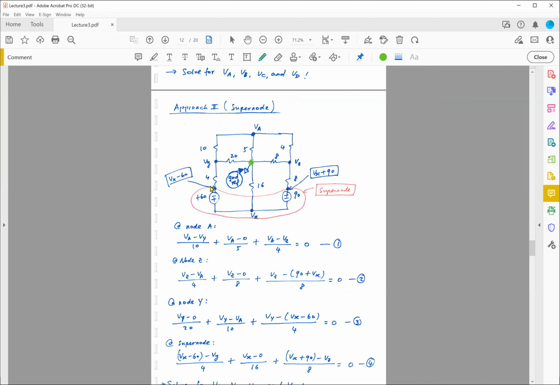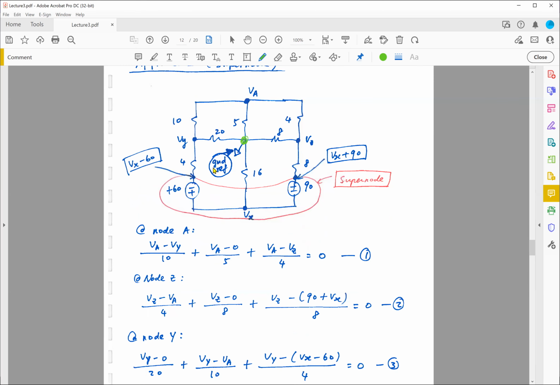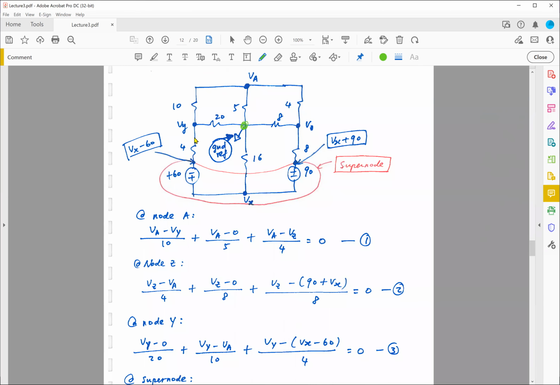And now Vy over here. Vy minus Va divided by 10, Vy minus 0 divided by 20, Vy minus whatever this voltage is divided by 4, right? By the same token, we know this voltage here is simply Vx minus 60. Again, I have this offset, so I need to account for it. Three branches, three terms, pretty standard.